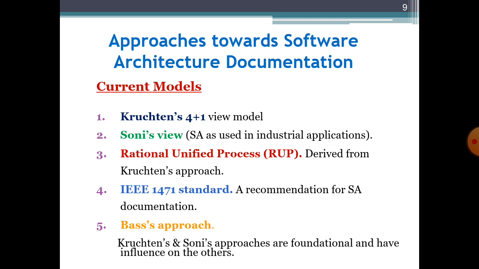The number one approach is the 4+1 view model, a documenting and verification technique developed in the late 90s by Kruchten. The next approach is Soni's view, a software architecture documentation technique used in industrial applications. The third one is the Rational Unified Process, also RUP, which is derived from the 4+1 view approach. The fourth one is the IEEE 1471 standard, a recommendation for software architecture documentation. And the last one is the BASIS approach.